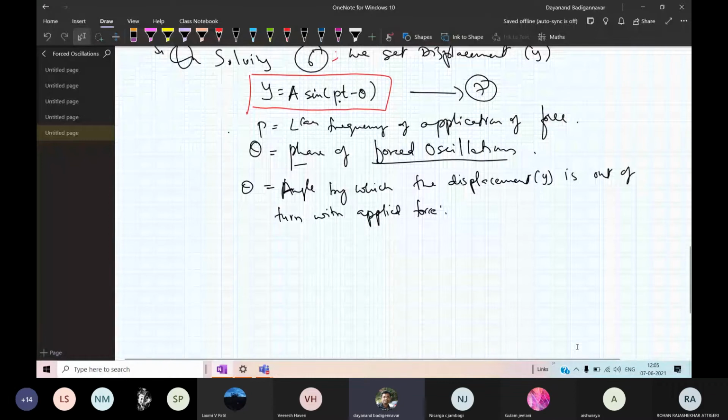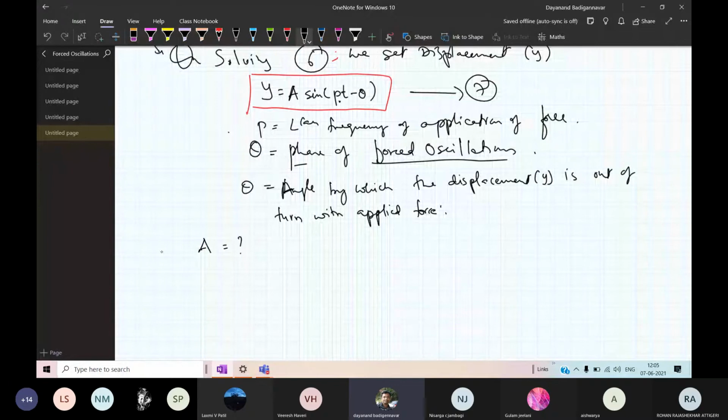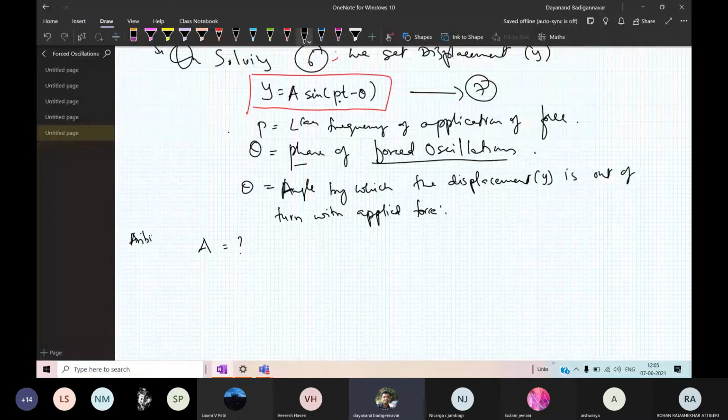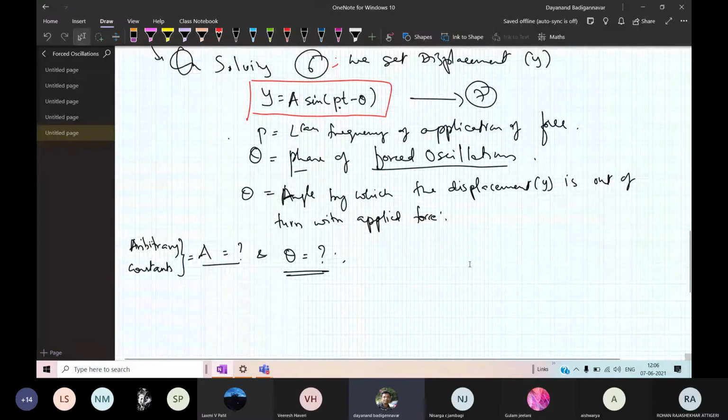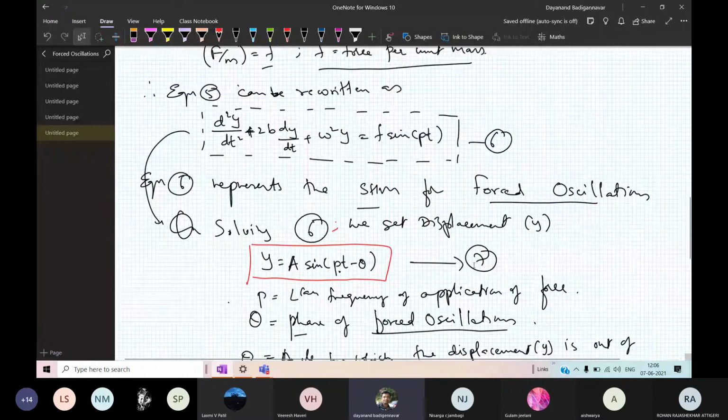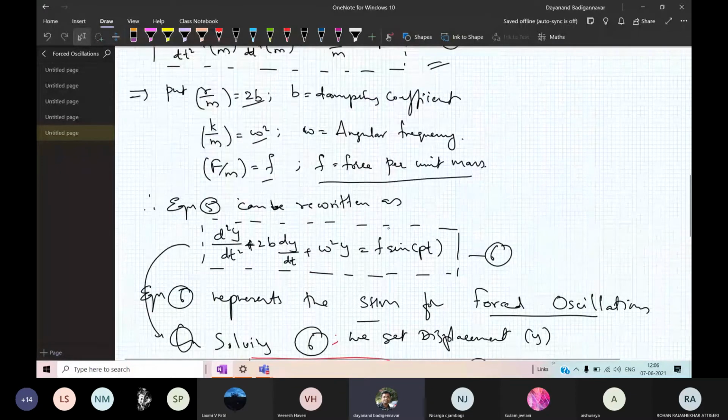So you have to find the value of A and theta. Why? Because these are not known. These are called arbitrary constants. This is the aim now, to find A and theta. As we have done in the last class, you have to find d2y by dt square and dy by dt, and substitute it in equation 6. So from 6, you have to substitute.